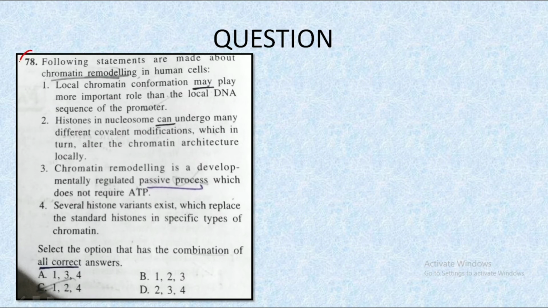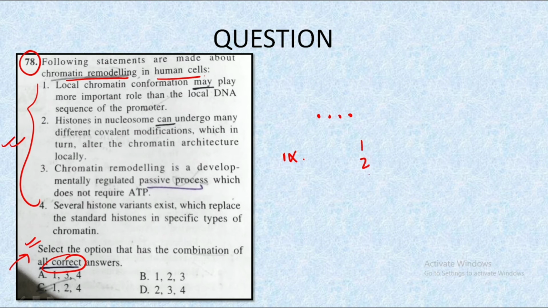So this is a part C question, and the question says that the following statements are made about chromatin remodeling in human cells. These are the options, and what we have to do is select the option that has a combination of all the correct answers. We need to find all the correct options in the complete question. So either we can find one incorrect statement, or we can solve out all three correct options. Let's just start off the question now.